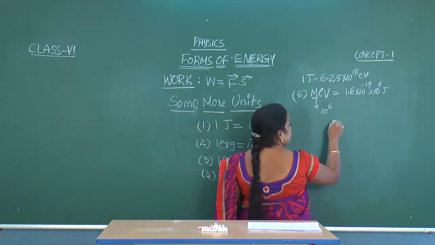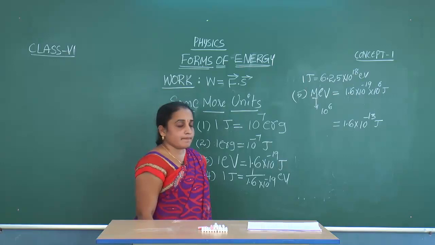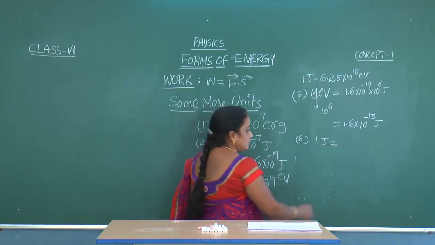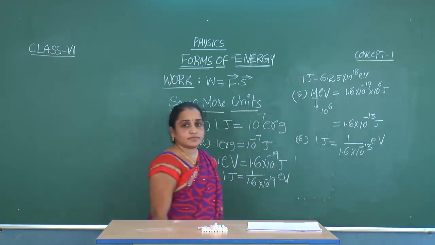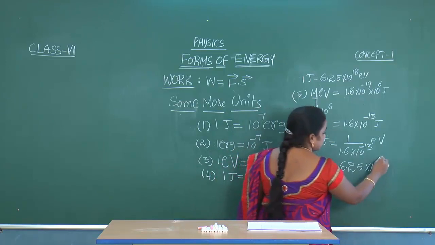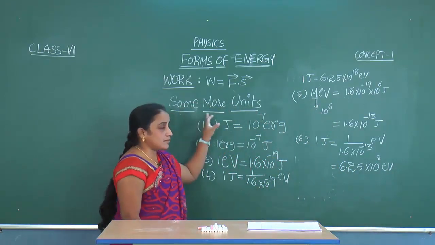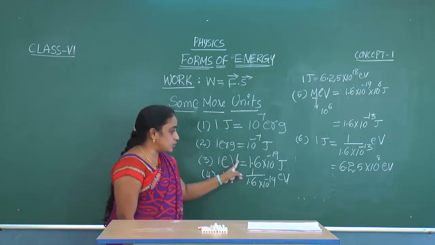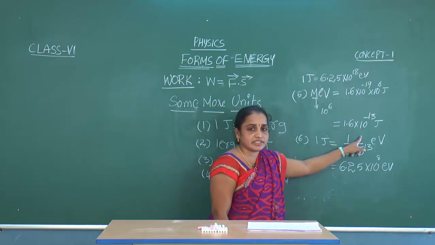That is equal to 1.6 into 10 power minus 13 joule. Reverse of this, that is 1 joule is equal to 1 by 1.6 into 10 power minus 13 electron volt. That is equal to 6.25 into 10 power 12 electron volt. These are some more units of work done. One is joule, erg, electron volt. The electron volt we are writing in joule. Next one is mega electron volt, that is also we are representing in terms of joule.